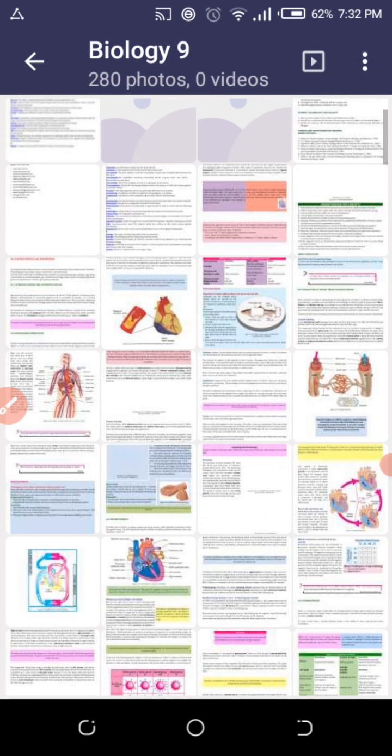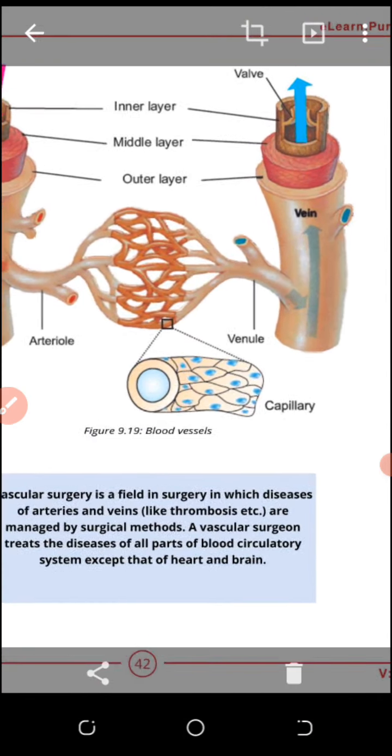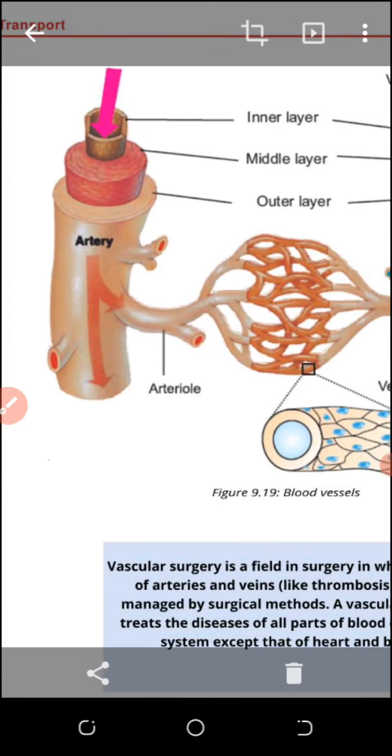Now I go back to the blood vessels. What are the blood vessels? Arteries, veins, and the capillaries. These are the blood vessels.